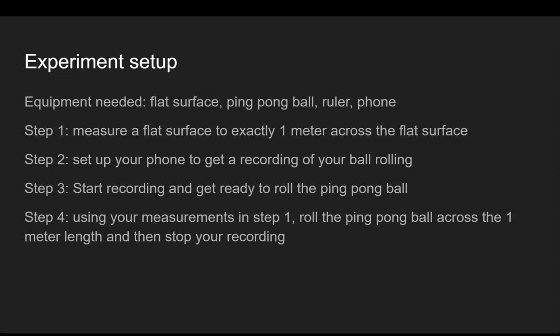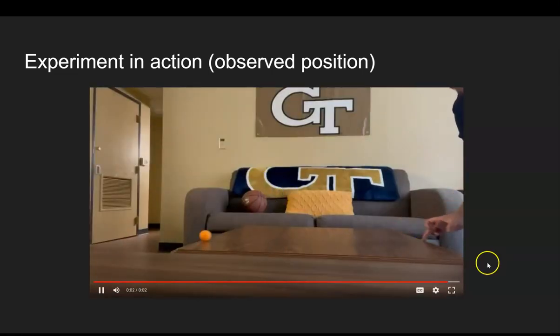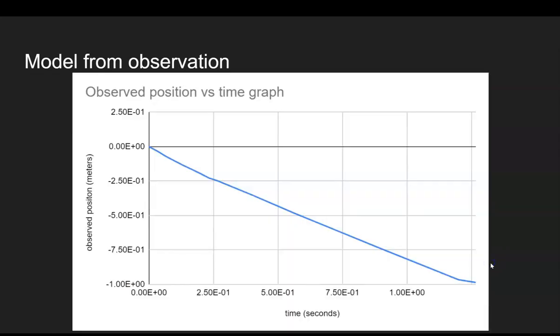Step 4 is using the measurements in step 1, roll the ping pong ball across the 1 meter length, and then stop your recording. Like this. And this would be the model from the observation. This is very bent, as you can see, and the reason why is there are some errors that I'm going to address later.